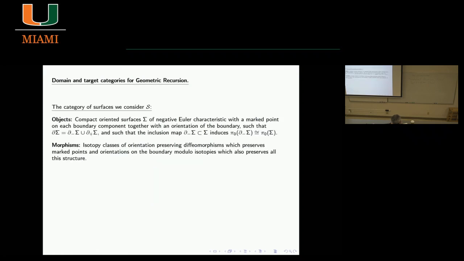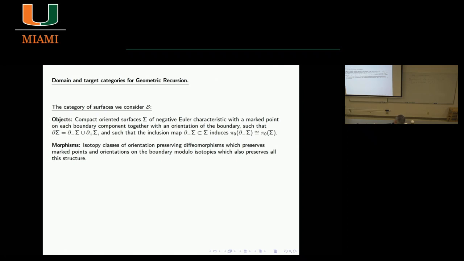Okay, so now I want to specify precisely which target category, which category of surfaces I actually want to consider at first. So I want to consider compact oriented surfaces, as I said before, but I will only consider those that have negative Euler characteristic. And now I'm asking that there is a marked point on each boundary component. And I also ask that there is an orientation on the boundary in such a way that the boundary is split into the ins and the outs, depending on whether the orientation agrees with the induced one and the given one, or they disagree.